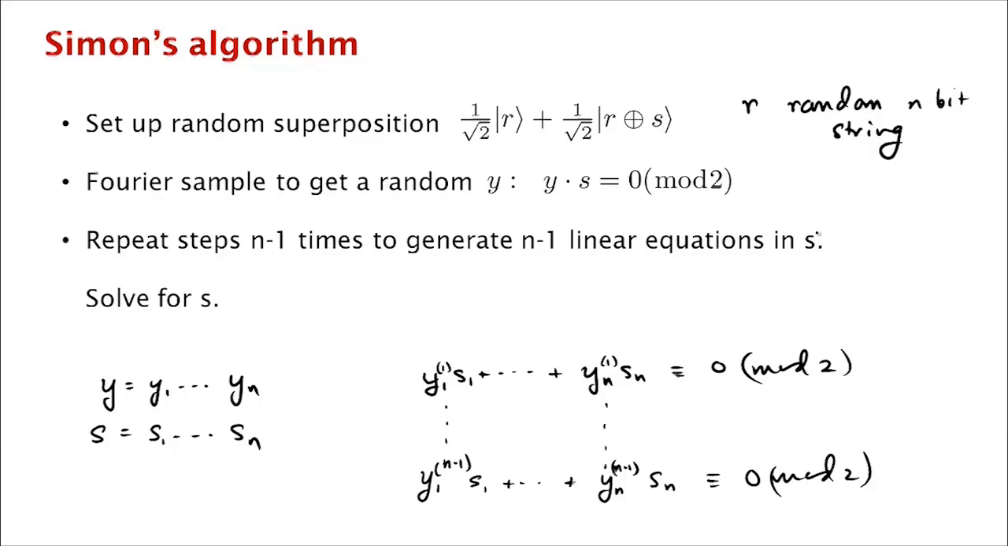Okay, so that's the overall plan for the algorithm. Now what I have to show you is how to set up this initial superposition, to show that Fourier sampling will give us such a linear equation, and that if we repeat n minus 1 times, there's a very good chance that all these n minus 1 linear equations are going to turn out to be independent, so that when we solve them, we actually get a unique solution s.